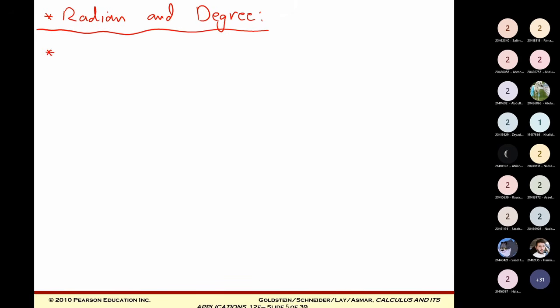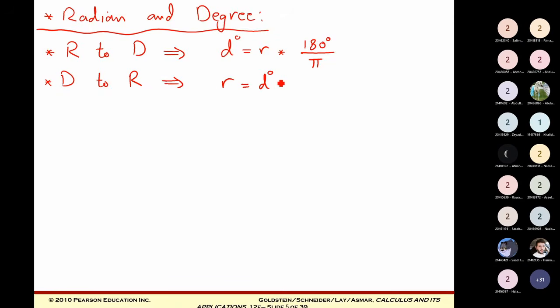To convert from radian to degree, we must use this formula: degree equals radian multiplied by 180 degree over pi. But if we have a degree measure and we need to convert it to radian, we use the formula radian equals degree multiplied by pi over 180 degree. The angle in degree, put it in a circle.